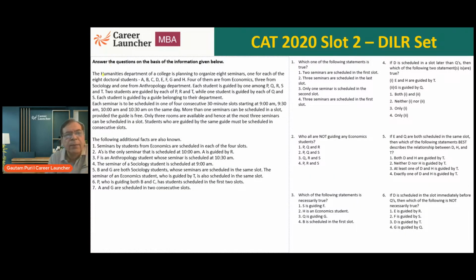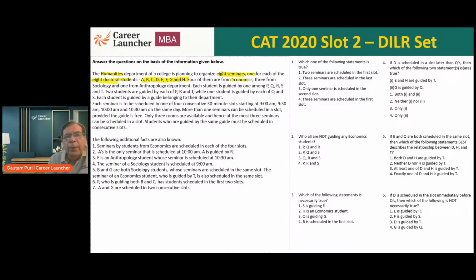Okay, let's go through the data. The Humanities Department of a college is planning to organize 8 seminars, one for each of the 8 doctoral students, A, B, C, D, E, F, G, H. So there are 8 doctoral students. Each one of them has to give a seminar.